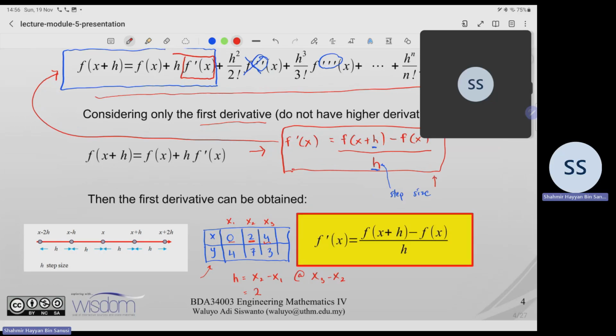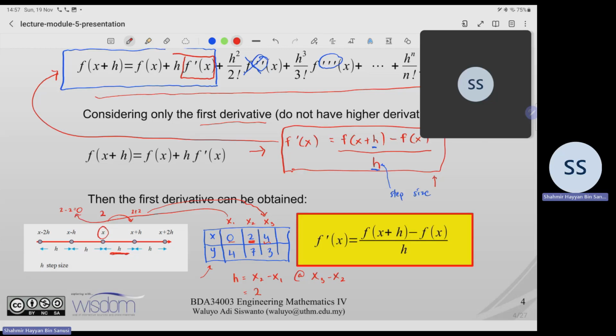So, as I mentioned earlier, if we have x, the distance to the next value of x is what we call h. So if our x is 2, our x plus h is 2 plus 2, which is 4, our x3. And if our x is 2, then x minus h is 2 minus 2, which is 0.